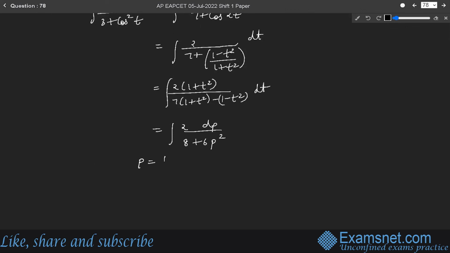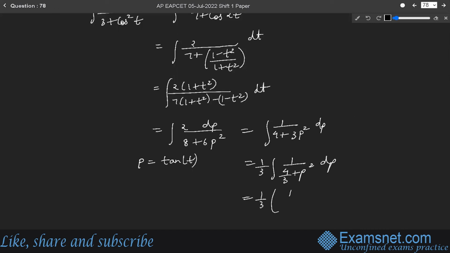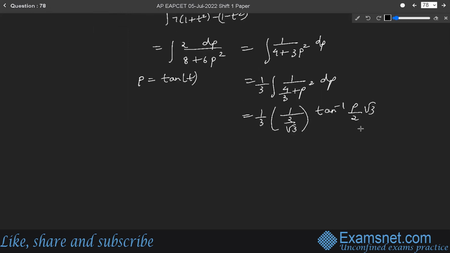Here put p is equal to tan t. So it will be equal to integral of 1 upon (4 plus 3p square) dp, which is equal to 1 by 3 integral of 1 upon (4 by 3 plus p square) dp, which is equal to 1 by 3 into 1 upon (2 by root 3) into tan inverse (p by (2 by root 3)). Further, it can be written as 1 by (2 root 3) tan inverse (root 3 by 2 tan t) plus c.